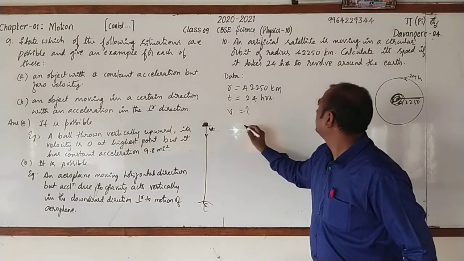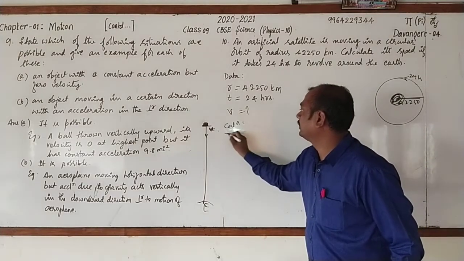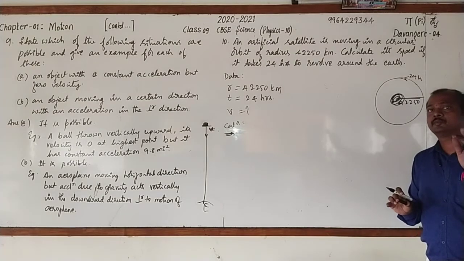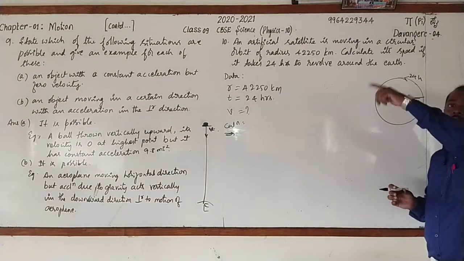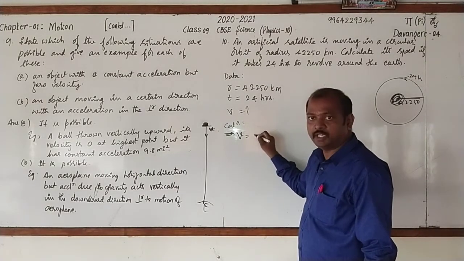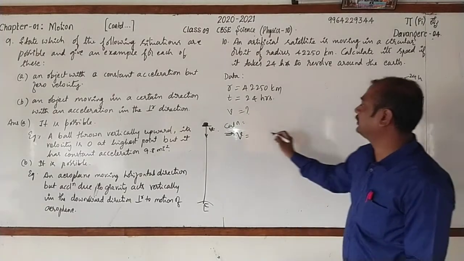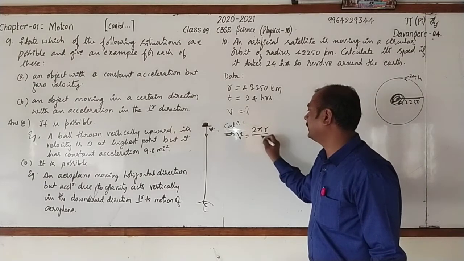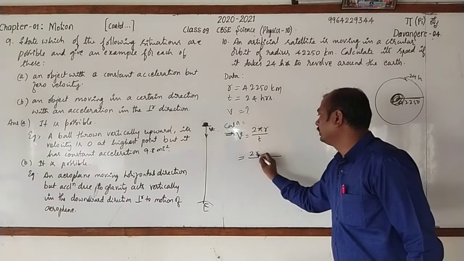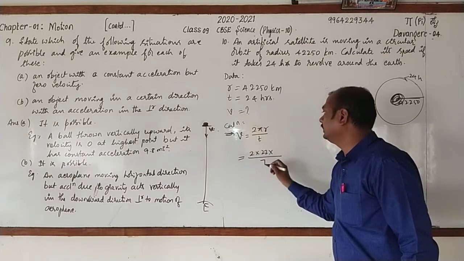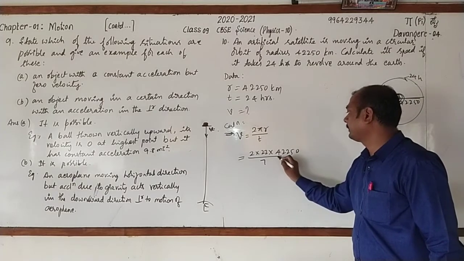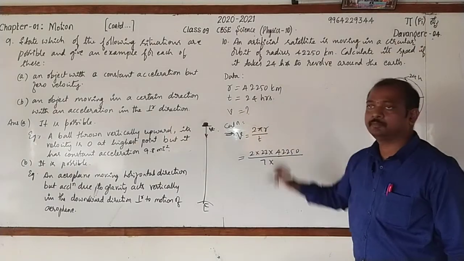Dear students, we have already come to know the velocity formula used to find the velocity of a body moving in a circular path. It is v equals d by t. d by t is nothing but 2 pi r by t, right? It is 2 into 22 by 7 into, what is the radius? It is 42,250 by time.